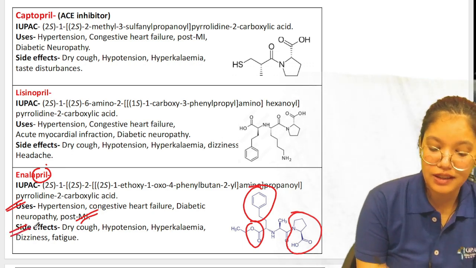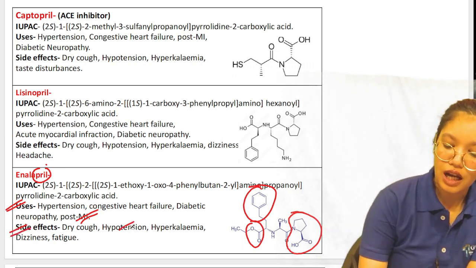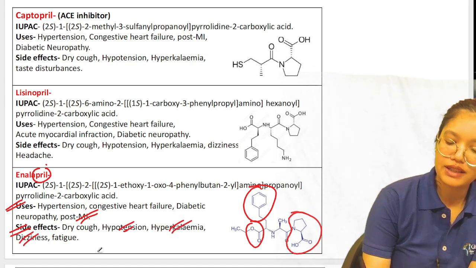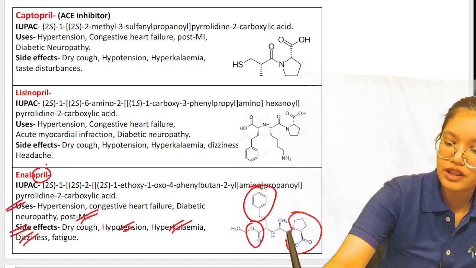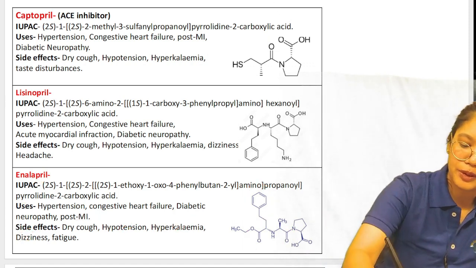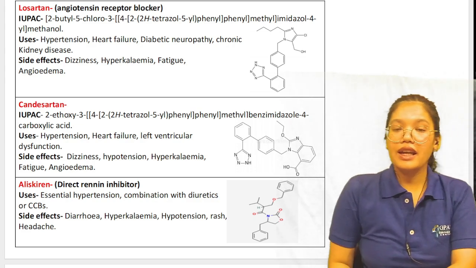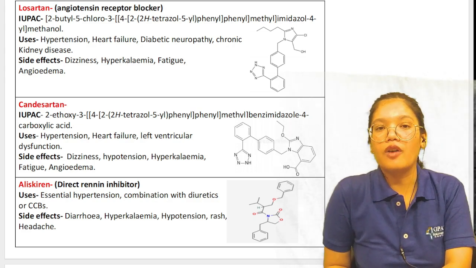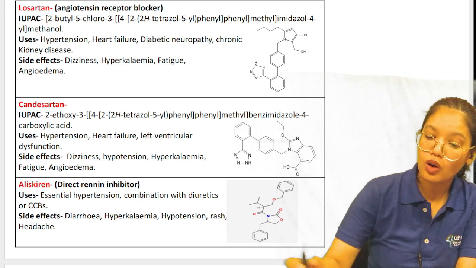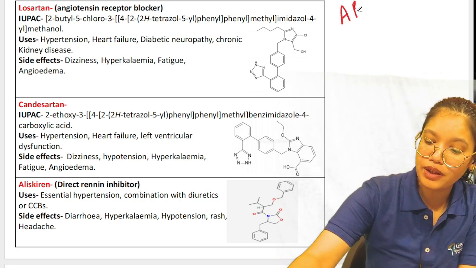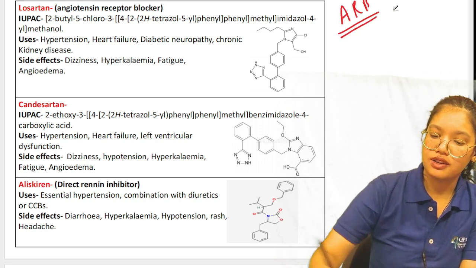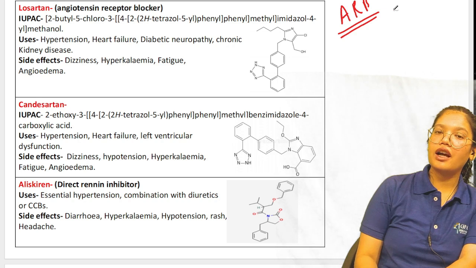Then side effects again: the dry cough, hypotension, hyperkalemia, dizziness, fatigue, all that are the side effects for enalapril. Next drug we have is losartan. Now we have a sartan drug. So angiotensin receptor blocker, ARB drugs. The sartan drugs are the ARB drugs.